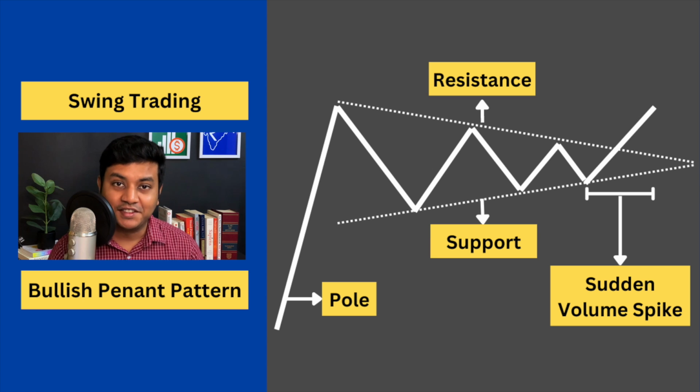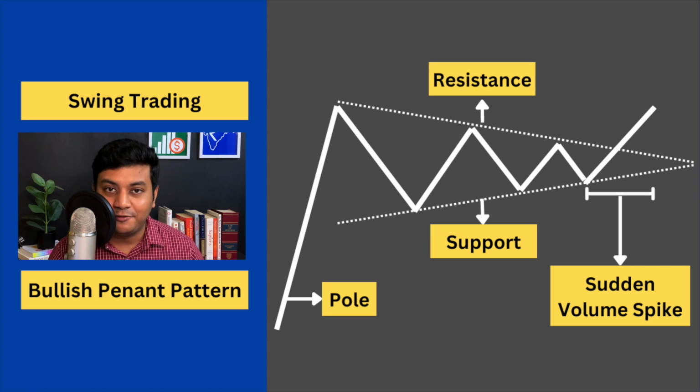Now let's discuss the popular strategies that traders use. The first strategy is called the bullish pennant pattern. In a bullish pennant pattern, a strong positive sentiment by the bulls causes a significant upward move before the pattern. This upward move is called the pole.